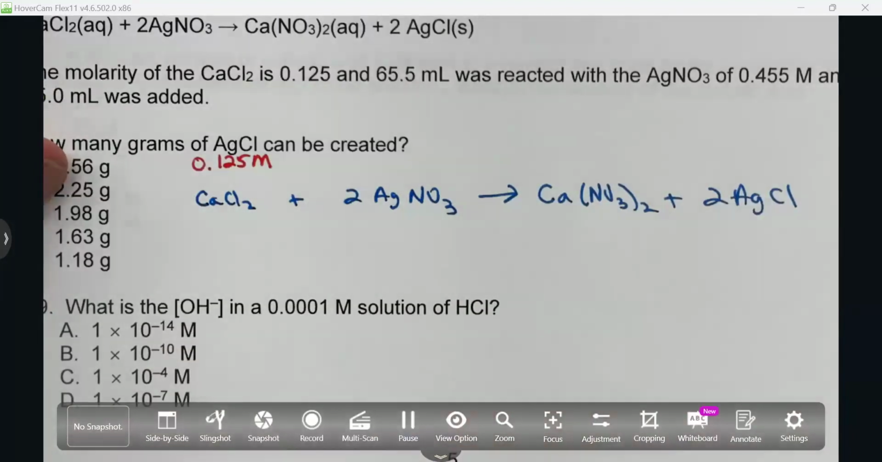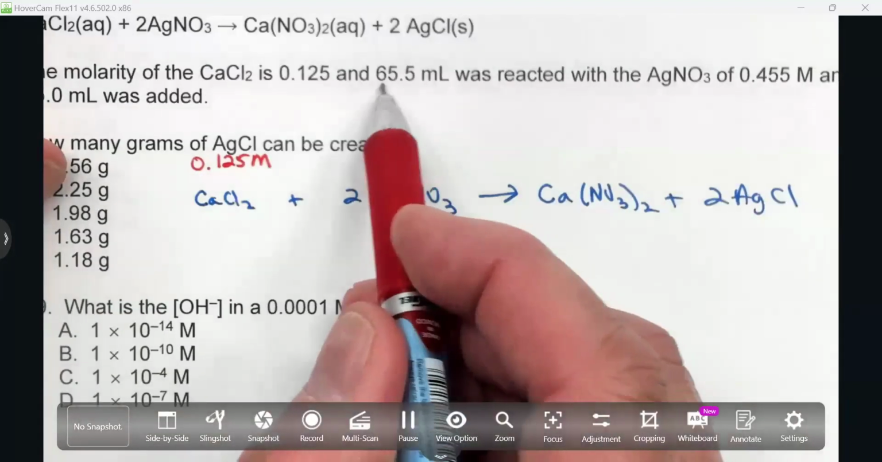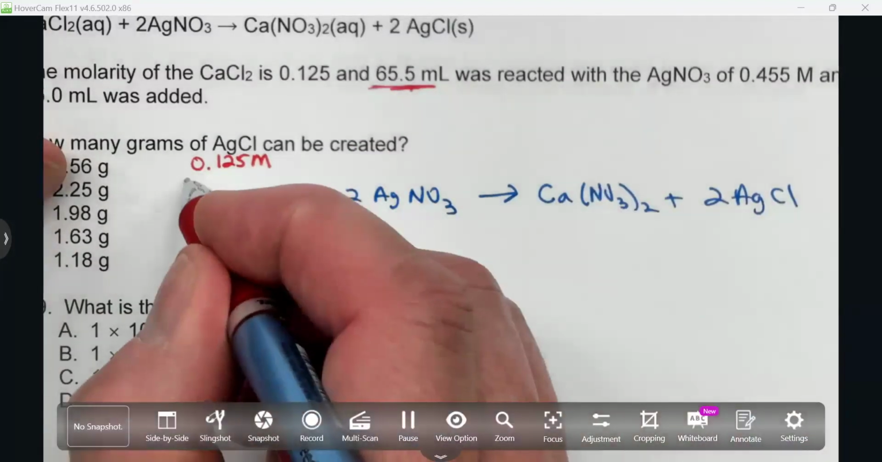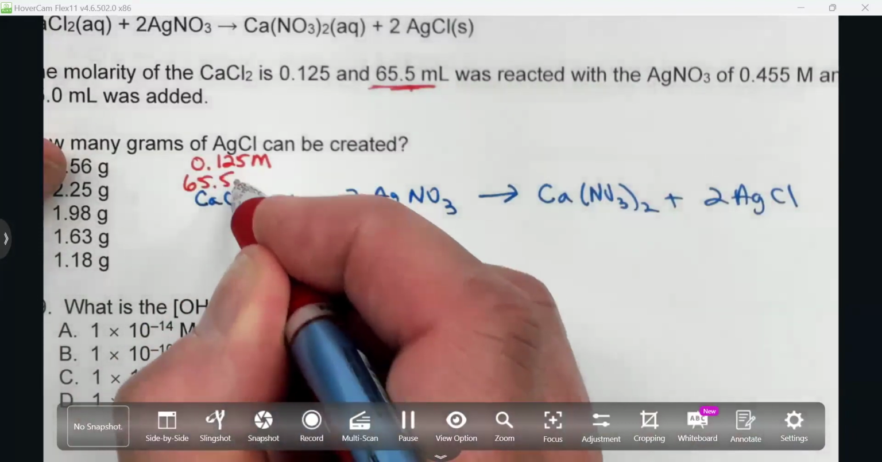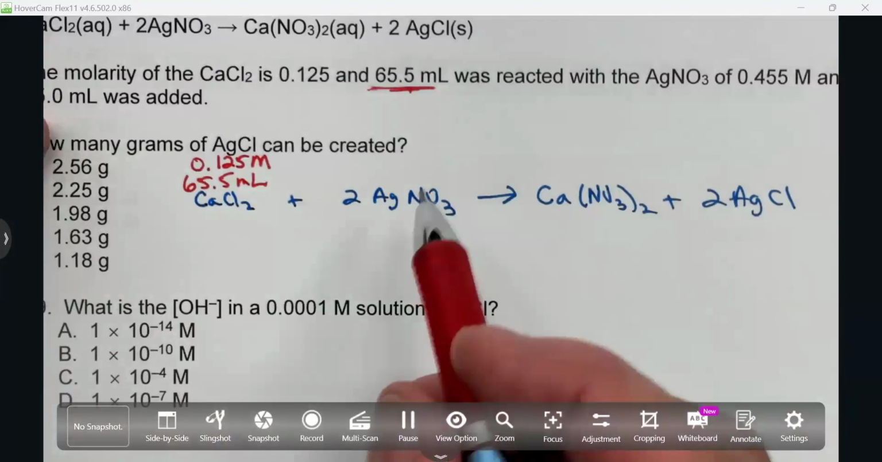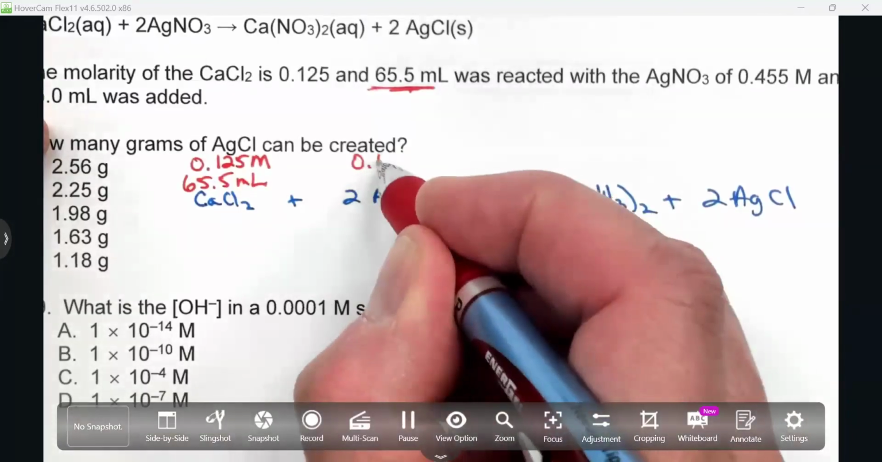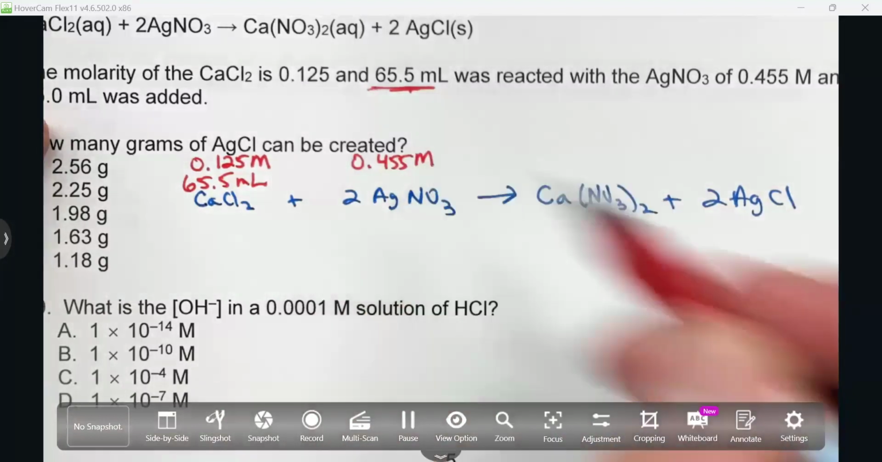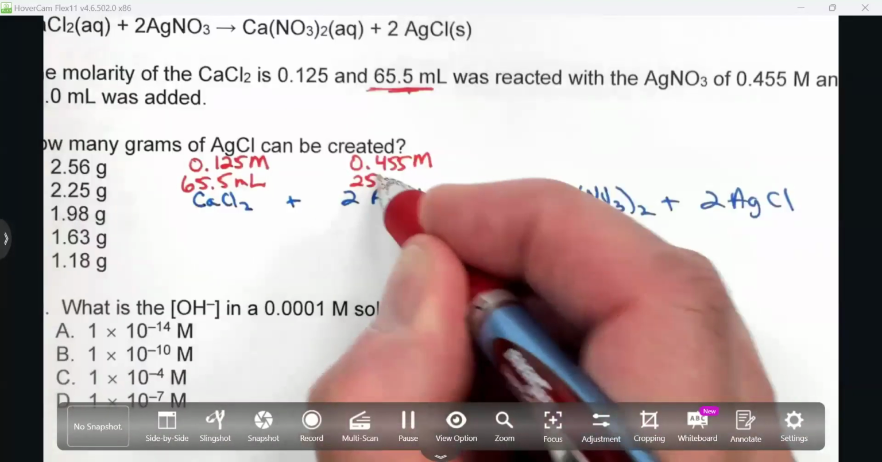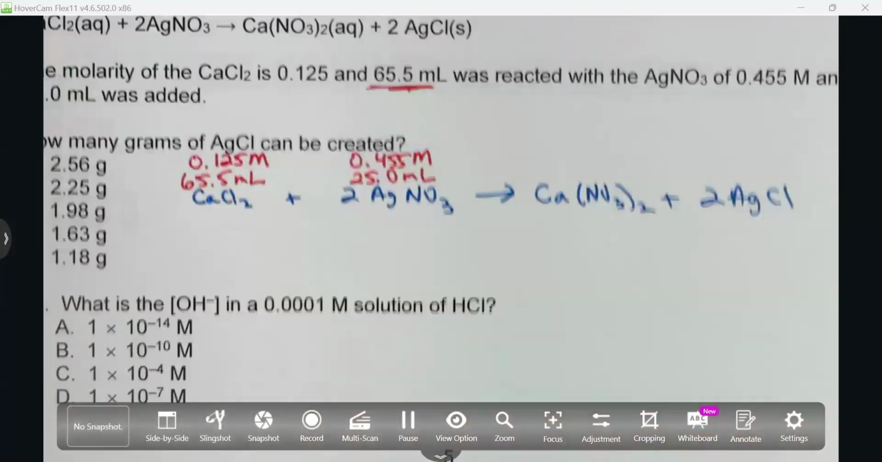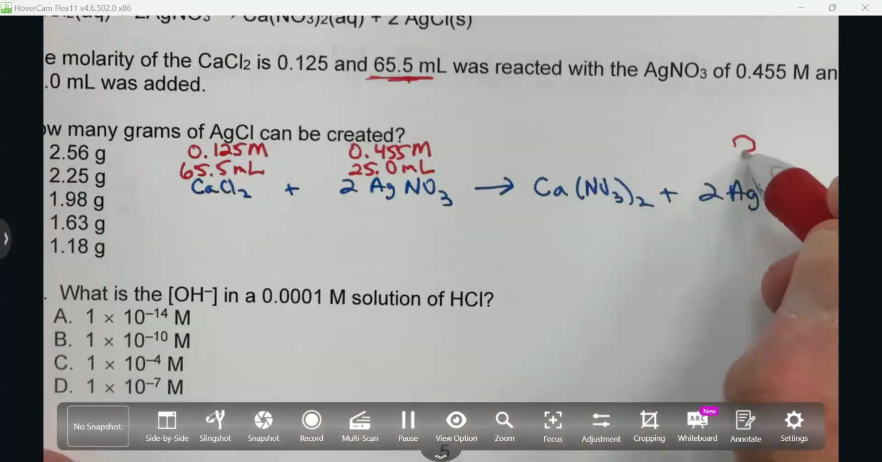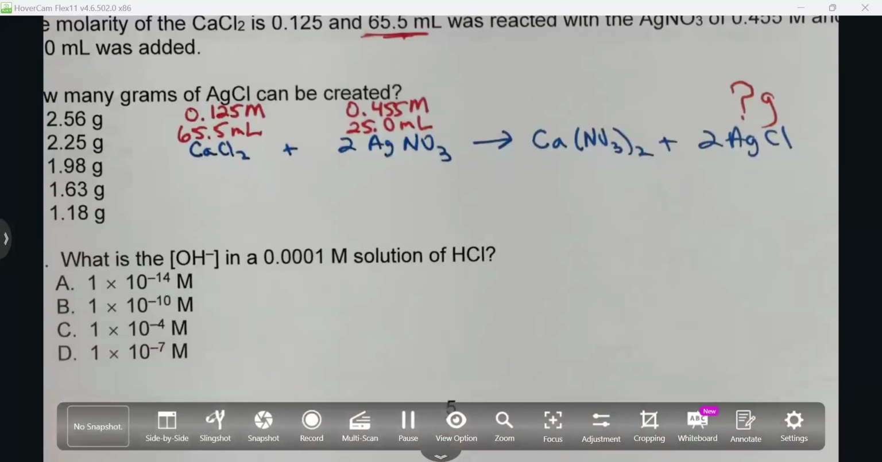0.125 molarity here. 65.5 milliliters was reacted. The AgNO3 is 0.455 molarity and 25.0 milliliters was reacted. We're looking for grams right there, right? So we have a limiting reactant problem. And this one actually works out kind of nice.